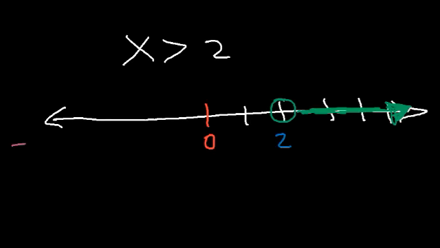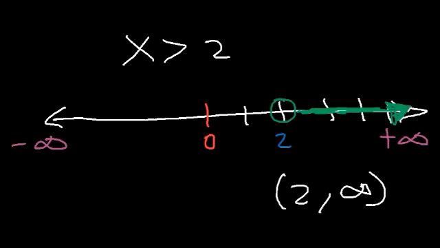All the way to the left is negative infinity, and all the way to the right, positive infinity. So to write this answer in interval notation, it's going to be 2 to infinity. Infinity will always have a parentheses next to it. But notice that we have an open circle at 2. Therefore, we're going to have a parentheses next to 2. If it was a closed circle, it would be a bracket.